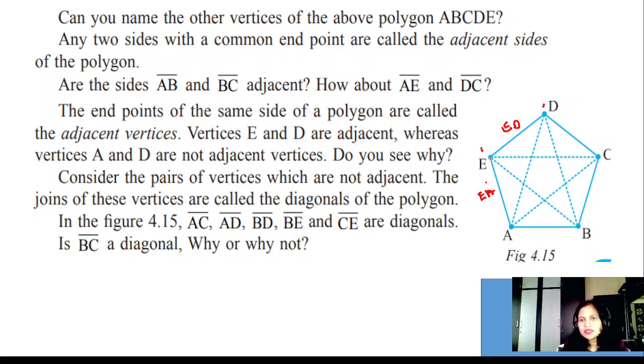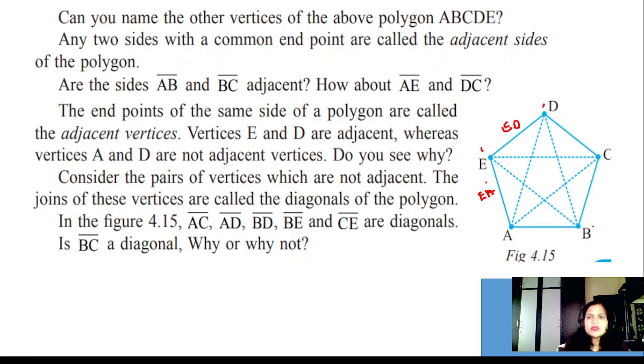These are diagonals. EC is a diagonal. DB is a diagonal. AD is a diagonal. AC is a diagonal. Okay. In the figure, AC, AD and DB, DA, these are all diagonals.